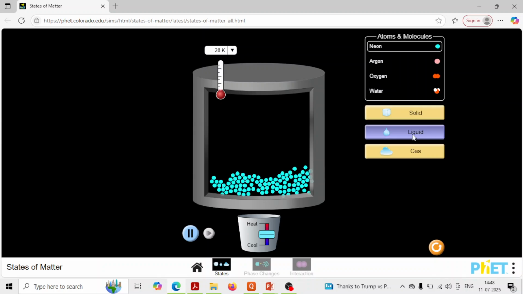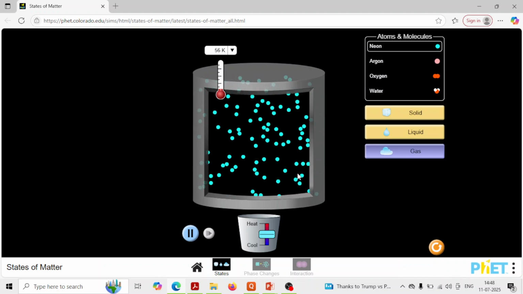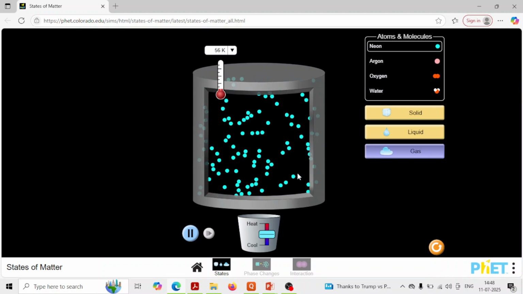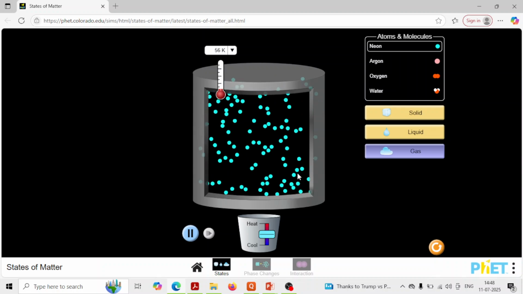But if you go to the liquid phase, you can see they are separated by some gap. They are in a diffused state compared to the solid. In the liquid phase, the molecules have some space in between. They are not tightly held as compared to the solid state. Move on to the gaseous state. You can see they are further diffused. They are far away from one another compared to the liquid and solid states.